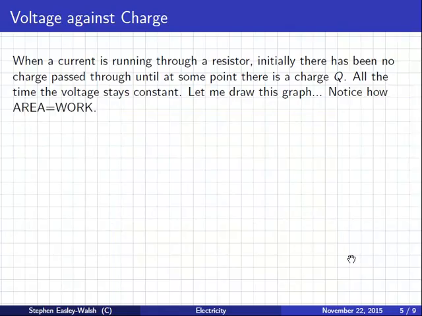So I made you the graph. Key result here is notice that the area equals the work done on the voltage against charge graph. Yes?